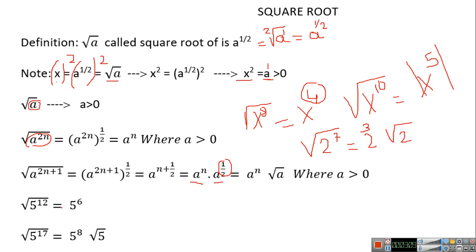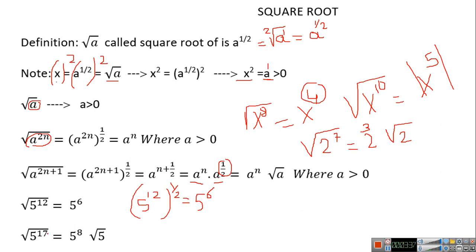For example, let us take these two examples. If you have the square root of 5 power 12, the square root is power half, so you get 5 power 12 and all power half. If you multiply directly, it will be 5 power 6. So we don't have any more square root, because I don't have a remainder when I divide.